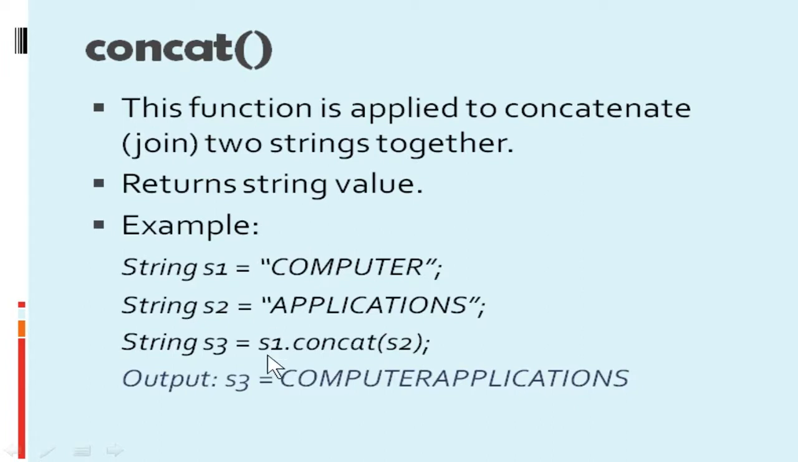So here computer will be on the left hand side and applications will be on the right hand side. Suppose you want to write applications and then computer, then you have to write s2 dot concat, then s1. So applications will go in front, on the left hand side, and computer will come on the right hand side of the string. According to your requirement you can change it. What happens here is it joins both the strings and it will be stored in s3.